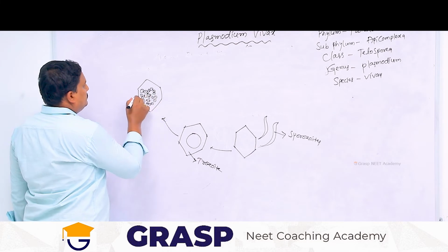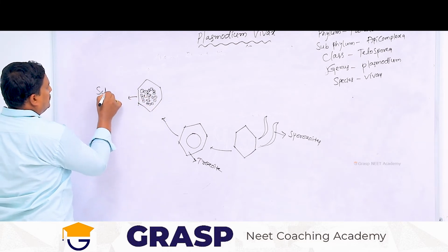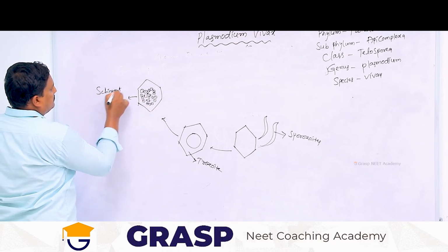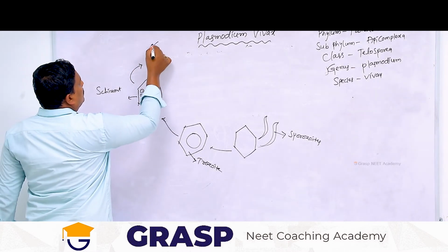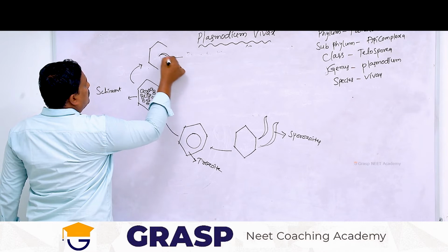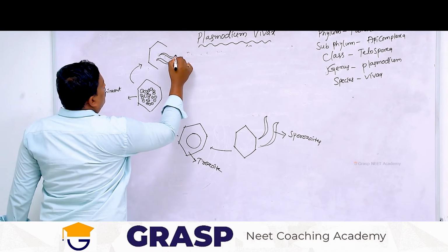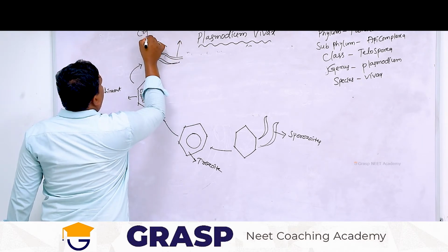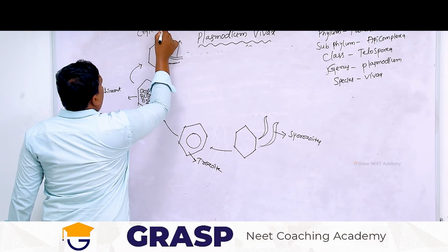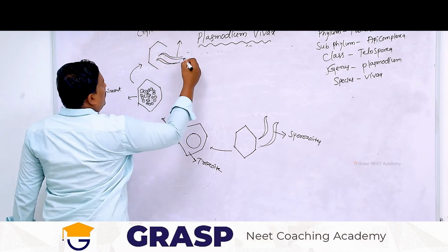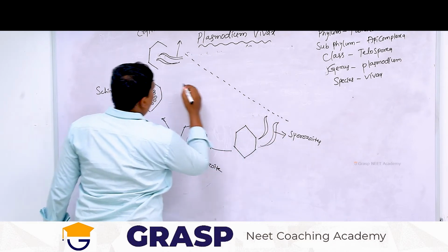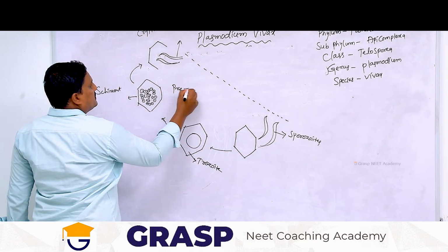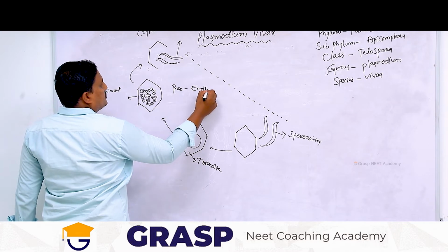Then later they are modified as schizont, when the rupture of liver cells produces cryptozoites. Up to the formation of cryptozoites, they are known as the pre-erythrocytic cycle.